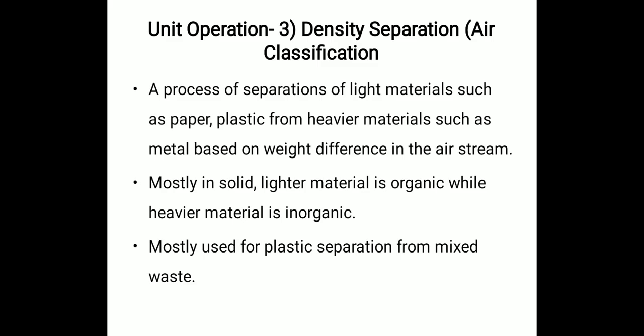In this process we are going to separate lighter material such as paper waste and plastic waste from mixed waste, and heavier material such as metal, based on its weight difference. Means we are going to classify it into lighter particles and heavier particles. Mostly in mixed waste, lighter material is organic in nature, while heavier material is inorganic in nature. Mostly used for plastic separation from mixed waste. This process is mostly followed for the separation of paper and plastic waste from the mixed waste, since they are lighter particles that get collected from the air classification process.